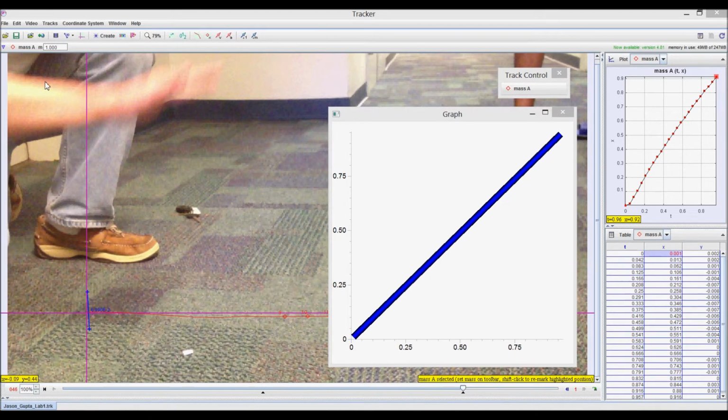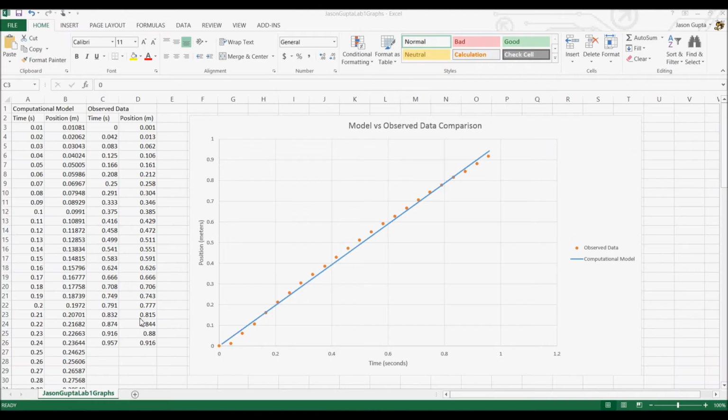Now, let's directly compare our results in an Excel spreadsheet. To the left, we have data imported from our computational model, and right next to it, we have data imported from Tracker. If we look at our graph, we can see that there are inconsistencies between the observed data in orange and the computational model in blue. At first, the computational model overestimates, and then it underestimates. Most of this is caused due to human error, as I had to use my best judgment when placing markers in Tracker, and I could not perfectly roll the can at a constant velocity.